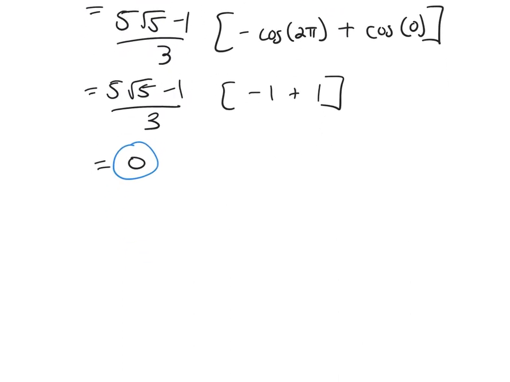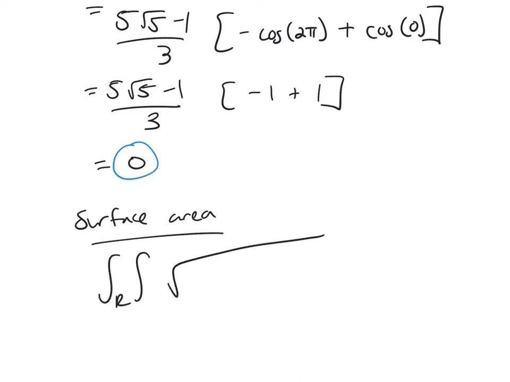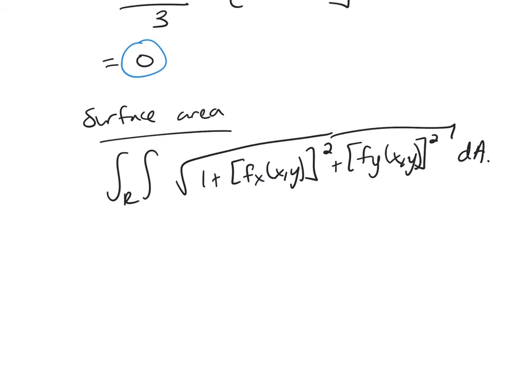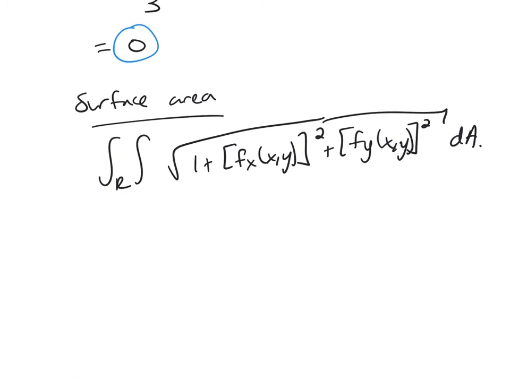Now let's talk about surface area. And I'm just going to go over the formula to set up. When you're finding surface area, it's the double integral over your region R, square root of 1 plus the partial derivative with respect to x squared plus the partial derivative with respect to y squared dA. So you should look back at some examples that we did in that section.